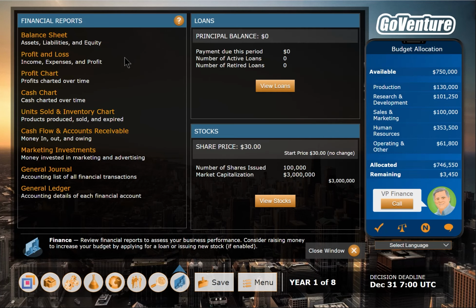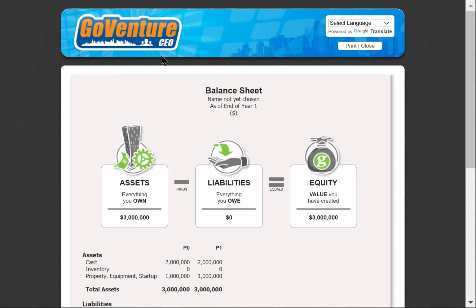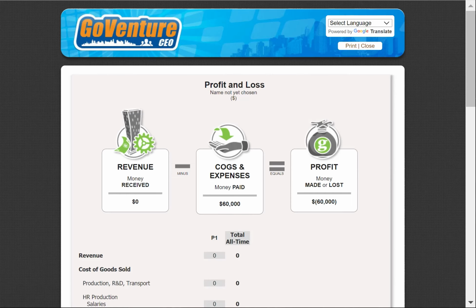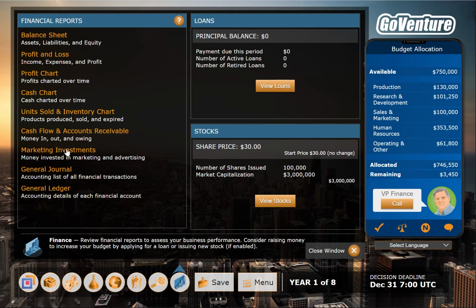And then we have the finance area of the simulation, and here we have access to various financial reports. So these are financial reports of our own business. These are all free, so we have balance sheets, profit and loss or income statements, and a variety of other reports that makes it easier for us to understand how our business is doing financially and how well our decisions are working out for us.